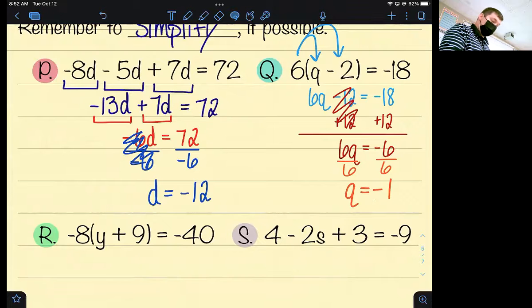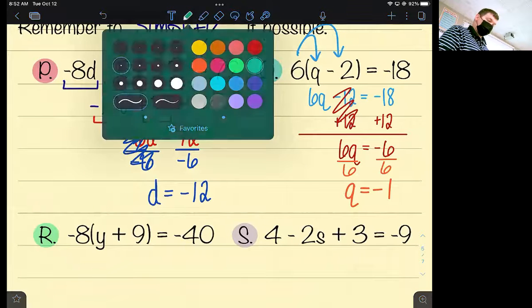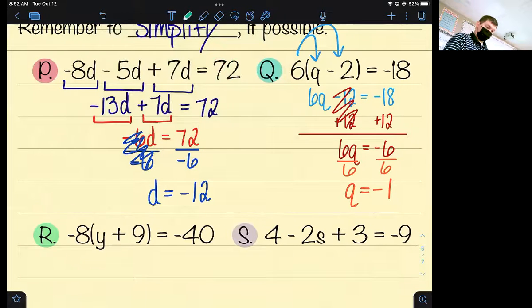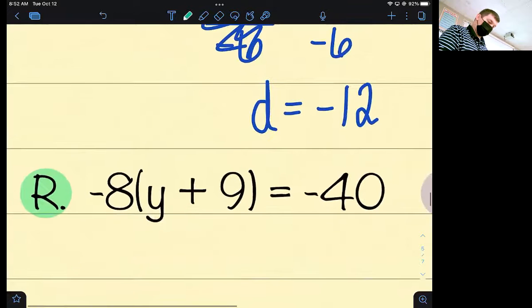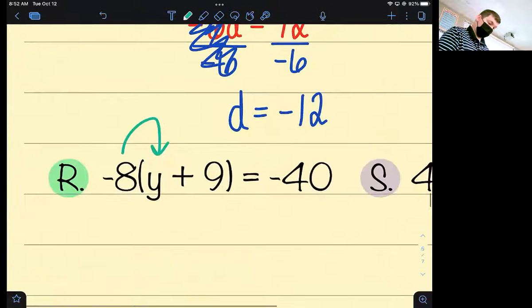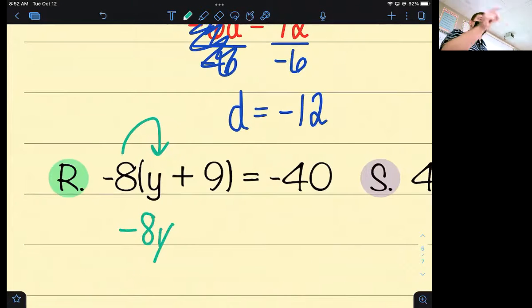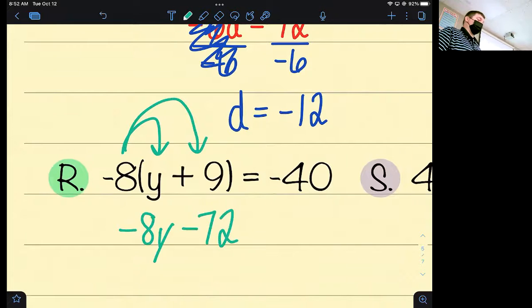All right, Thomas, back to you. I see parentheses. What does that mean? -8, you mean? Okay. What's -8 times y? Good. And then I have to do it to both of the terms. So what's -8 times +9? -72. So when I'm done, it says -8y minus 72. Excellent.